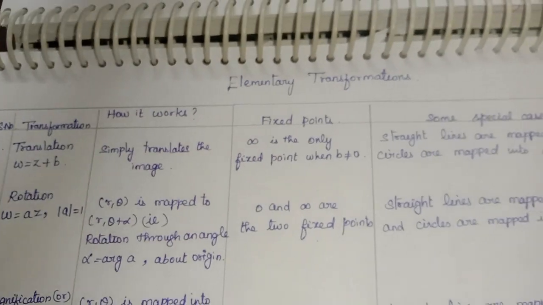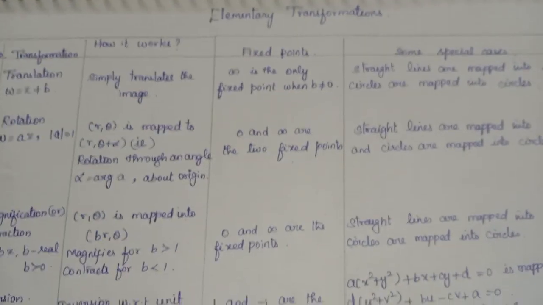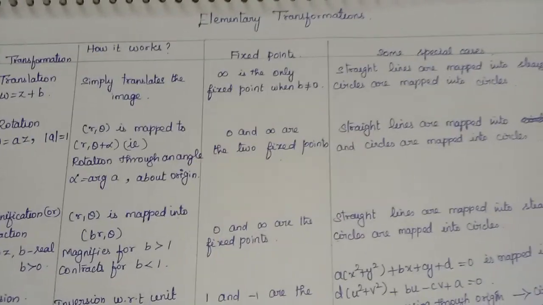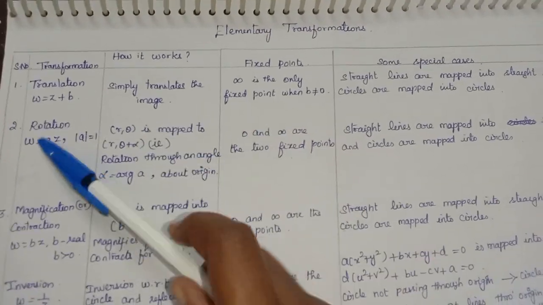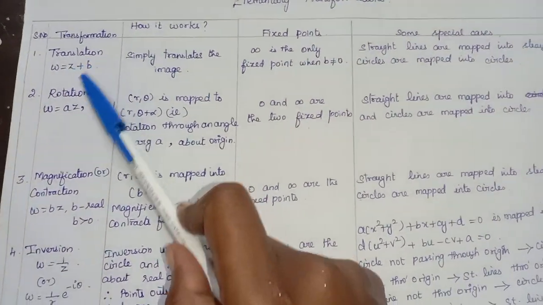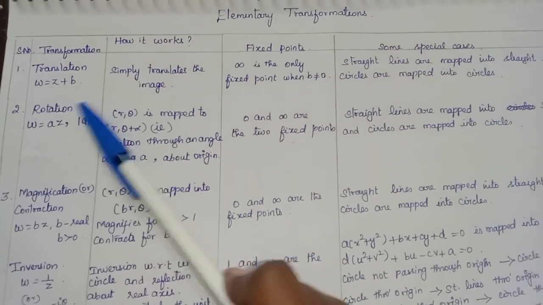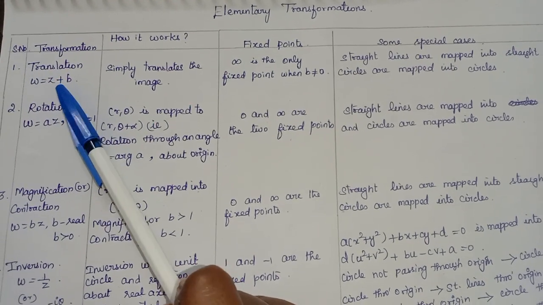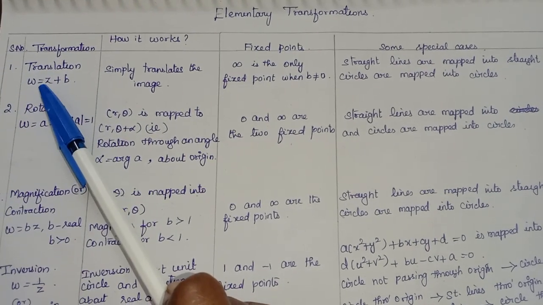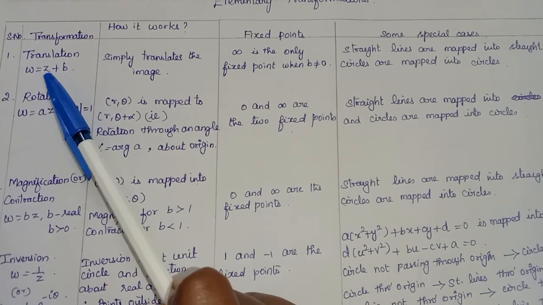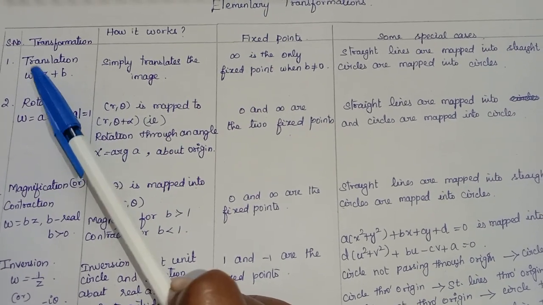Next, we are going to see some of the basic elementary transformations. These are some special cases of bilinear transformation, we can say. The first one is translation. Here I have given 4 such types. The first one is translation. Translation means it will be looking like W equal to Z plus B. Just what I am doing, Z plus B.